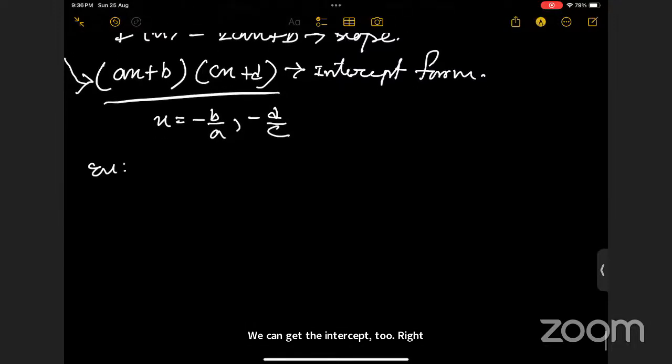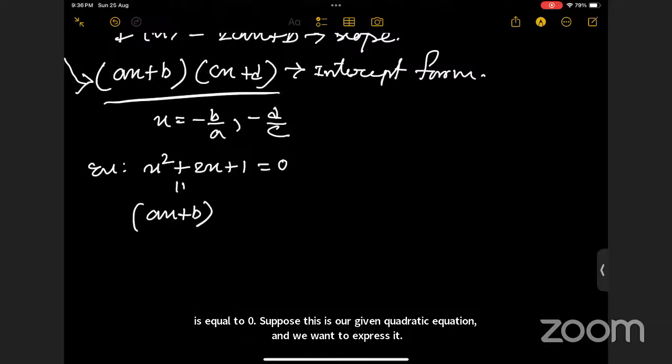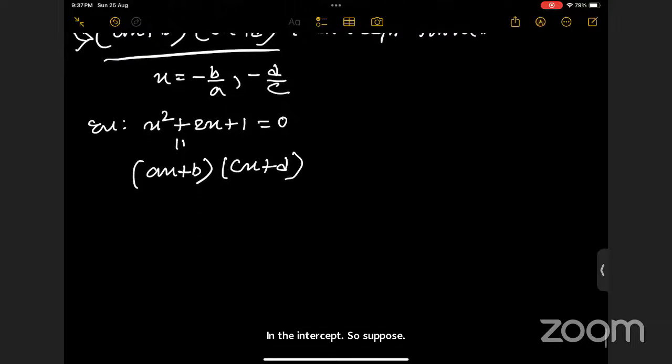So for example, let's just look at a quick example. Say we have 2x plus 1 equals 0. Suppose this is our given quadratic equation and we want to express it in the intercept form. Suppose this is equal to this for some A, B, C, D that I don't know, but we need to calculate the values of A, B, C, D, right?